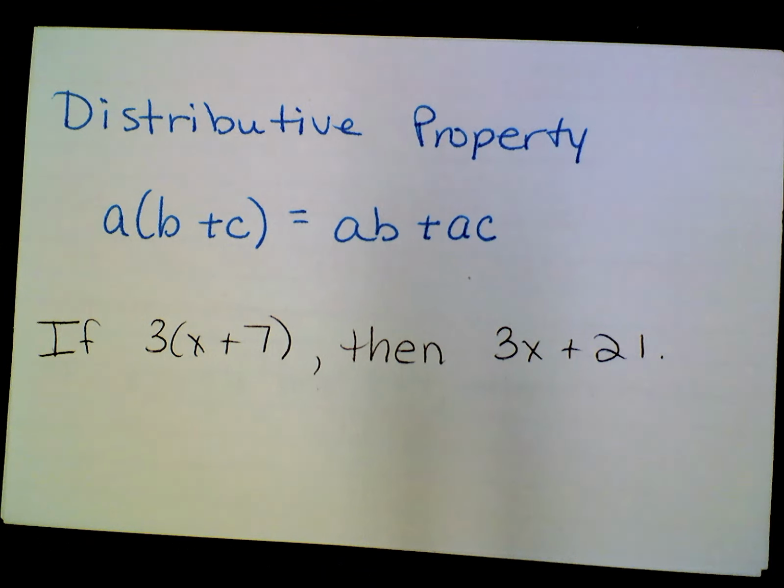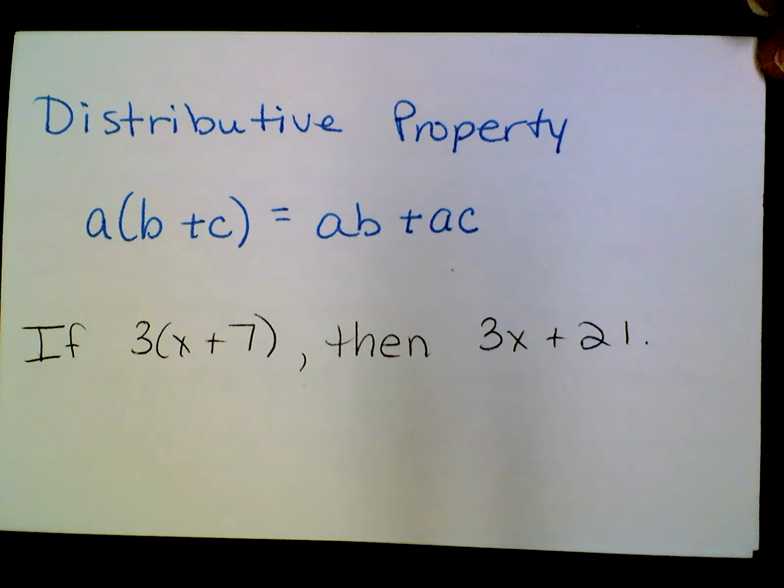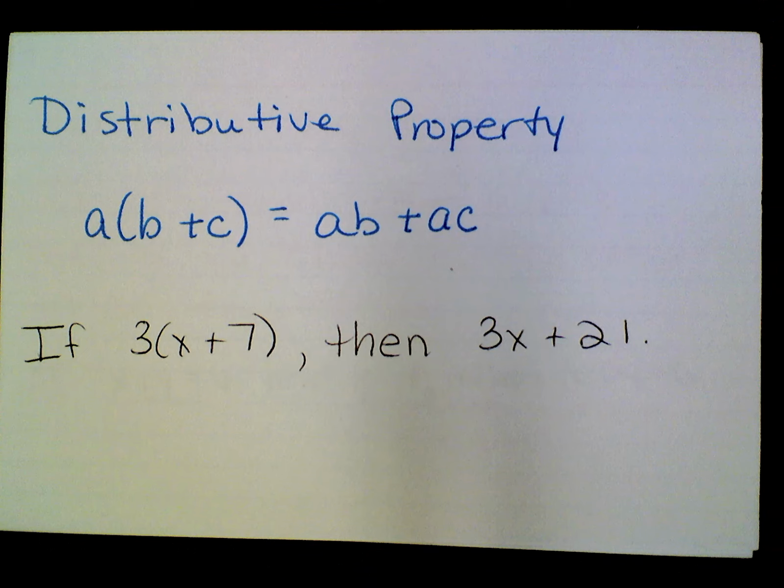A property that you're probably very familiar with is the distributive property. If you have A times the quantity B plus C, that's going to be equal to A times B plus A times C. For example, if you have 3 times the quantity x plus 7, then you can distribute the 3 and get 3x plus 21.